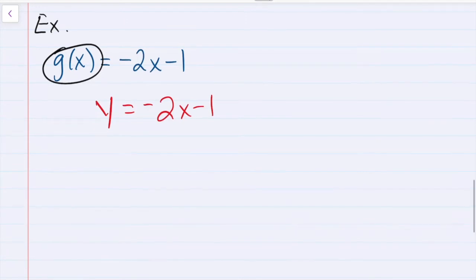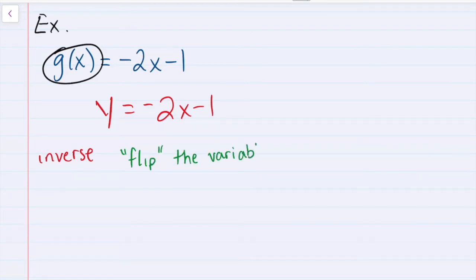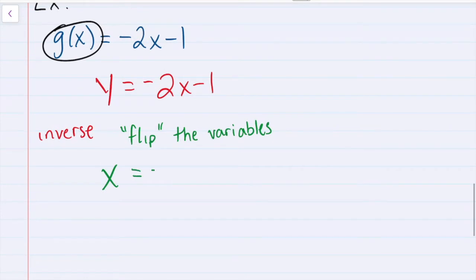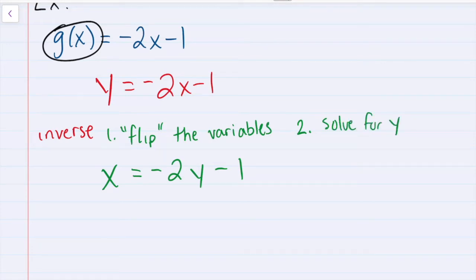So if you want to find the inverse, here's what you have to do. It's very simple. First, you're going to flip the variables. What do I mean when I say flip variables? Very simple. The y is now going to be known as the x, and the x is now going to be known as the y. That's all we're doing. So that was step number one. Flip the variables. Step number two will be solve for y. Solve for y. And that's how you're going to know the equation of its inverse function.